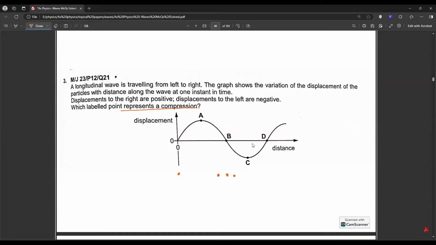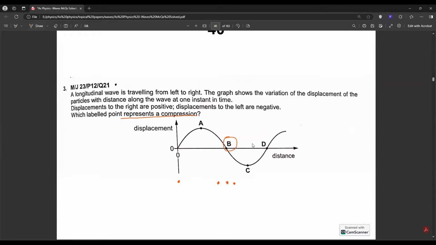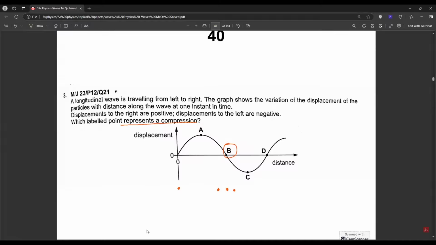Which point represents a compression? B. Simple. You can see at point B, these points are close together. The answer for 40 should be B, and it is B. Perfect. Let's move ahead.